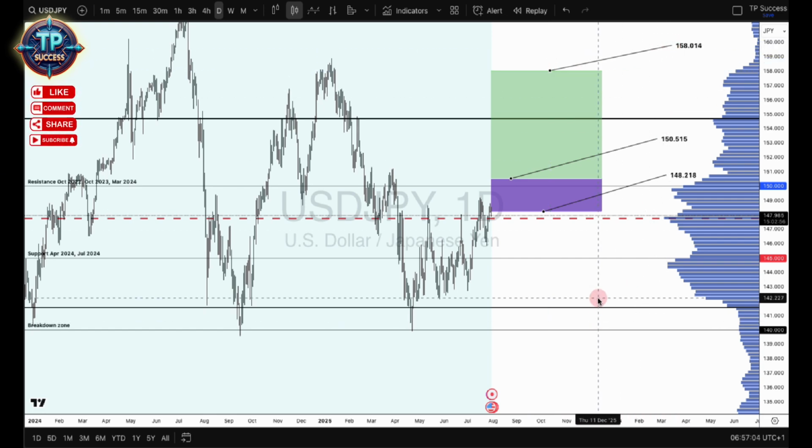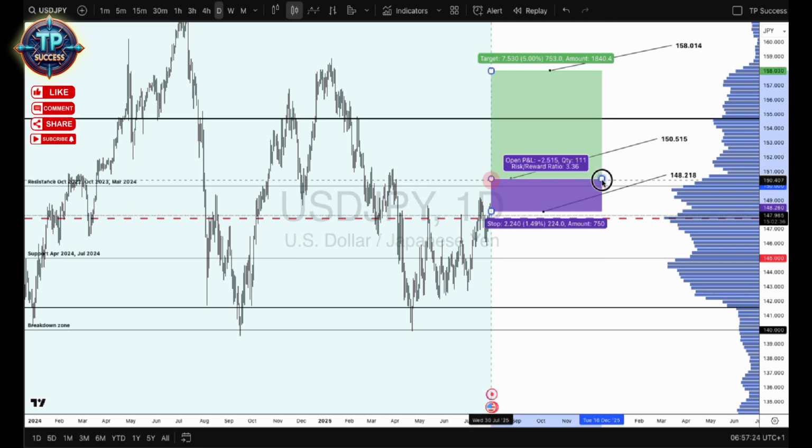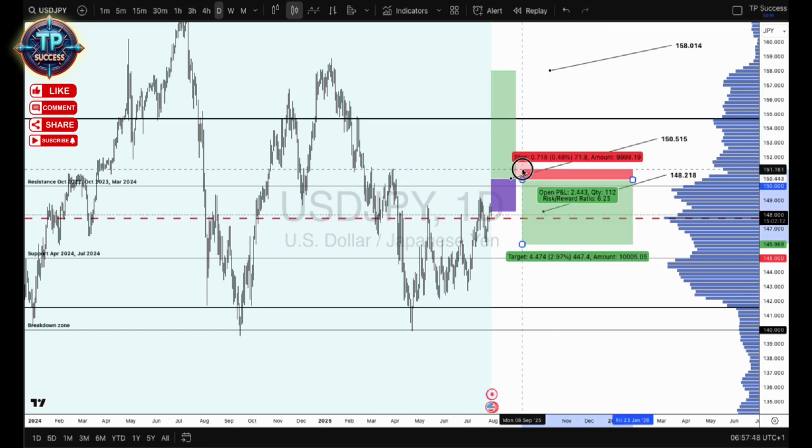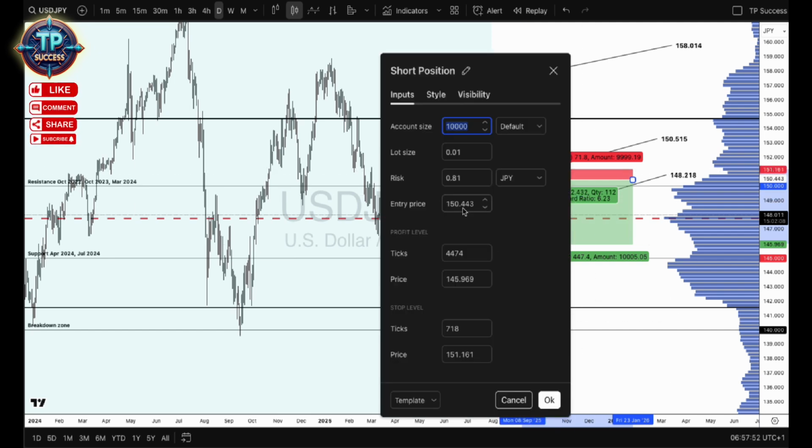And then at the same time, if I was trying to do my sells, I would take my sells from this location as well. So I'll take my sells from this level over here. So let's just say we do it like this.